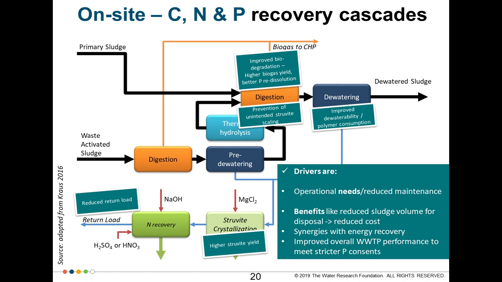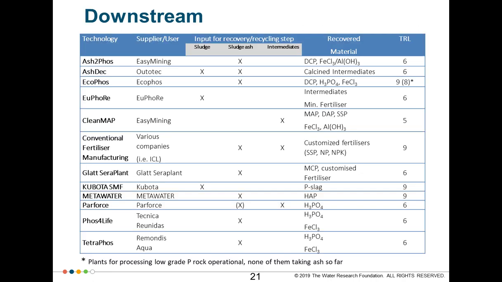If you look at the global implementation, so far P recovery was not the only trigger, or let's say not a real trigger at all. Most installations have been installed due to operational needs, be it incrustations or to improve your sludge treatment train as a whole. And then, of course, reduce your costs for sludge disposal. But P recovery alone cannot be seen as a driver to implement on-site wastewater treatment plants.